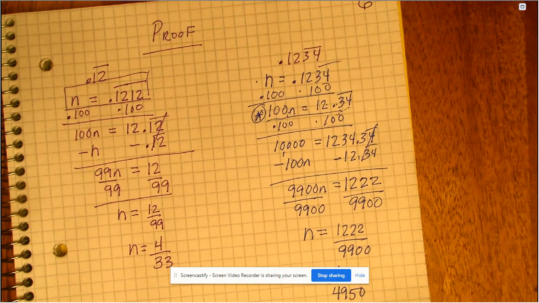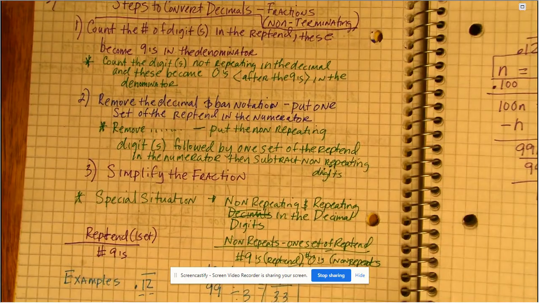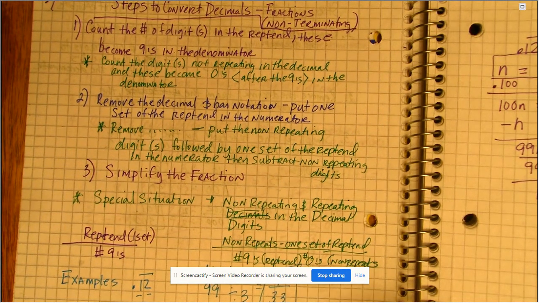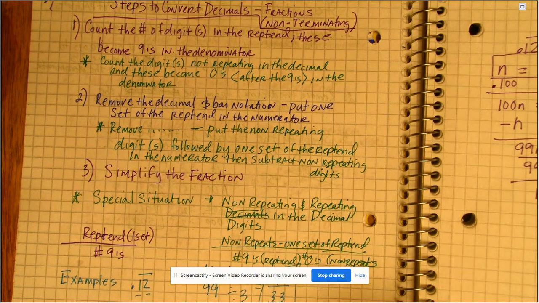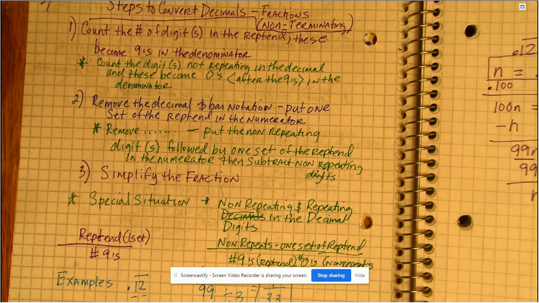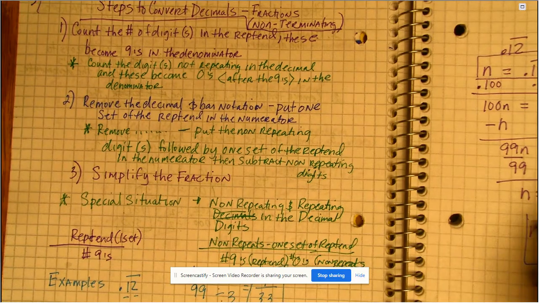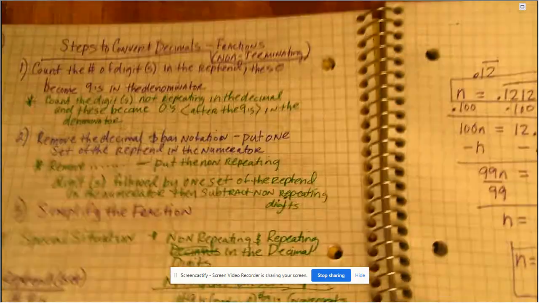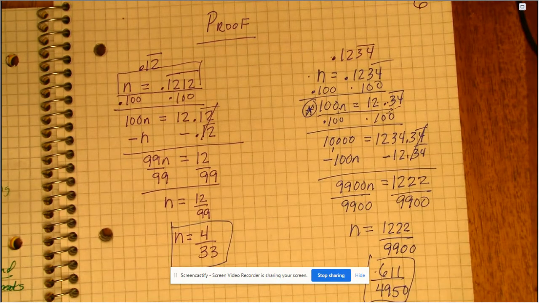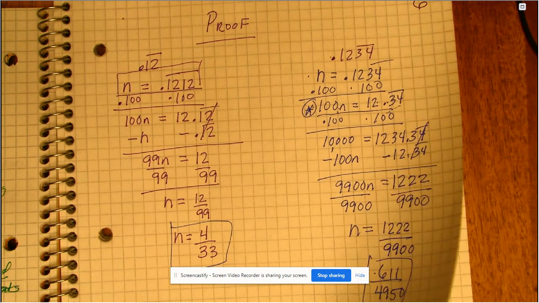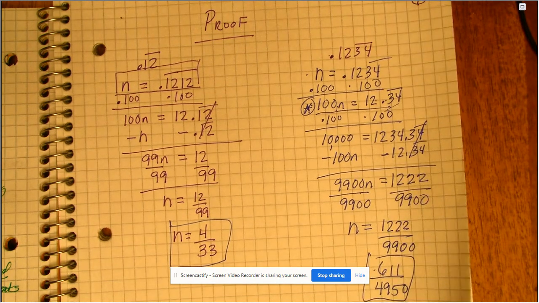So you can tell I'm kind of recording this later at night. So over here, I'm going to go back and just change that to 4,950. It's off by just a little bit. Okay, so that is the proof. That's the proof of why those steps work for non-terminating decimals.